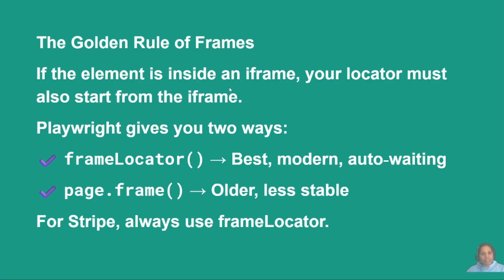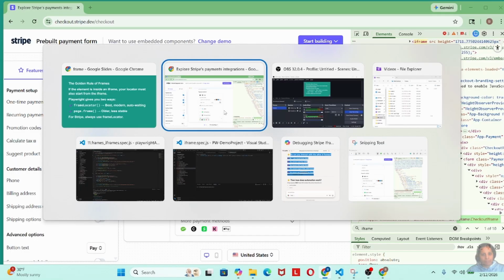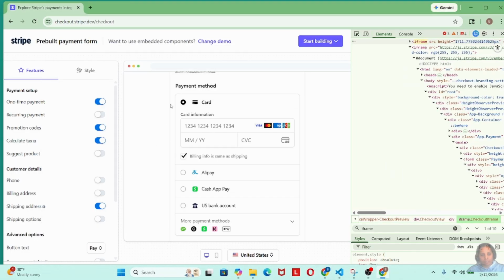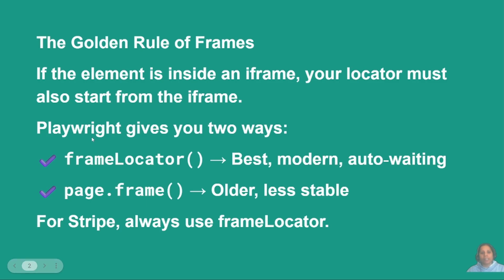So if the element is inside an iframe, your locator must start with an iframe. This element is available inside the iframe, so your locator should also start with iframe. Okay. So there are two things we can use here in Playwright. One is frameLocator. This is the best, modern, and it has the Playwright feature, auto waiting. And the other one is page.frame, older, less stable. So right now for this Stripe URL, this web page, we are going to use the frame locator.